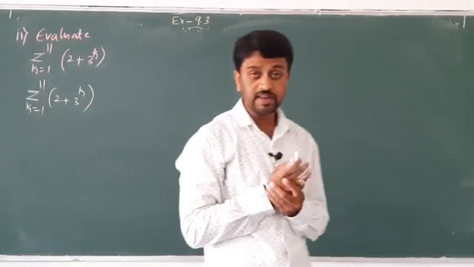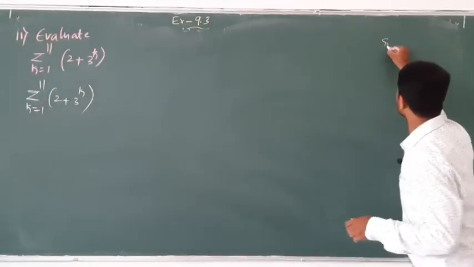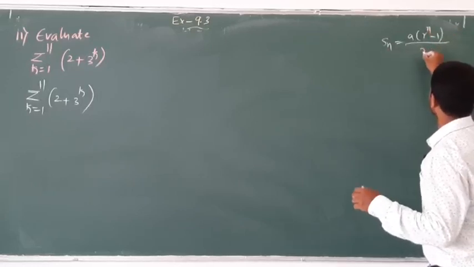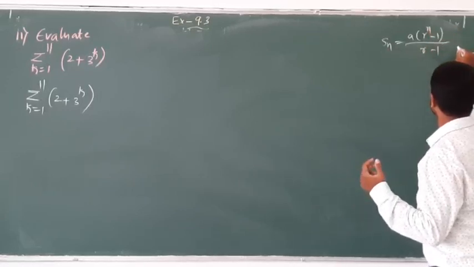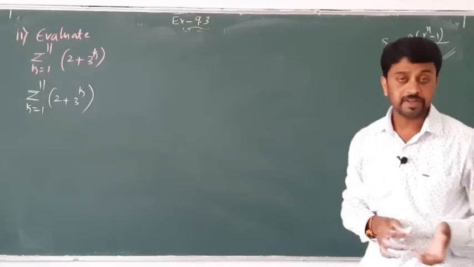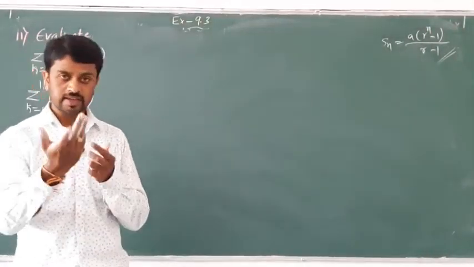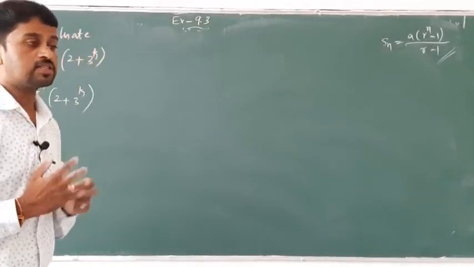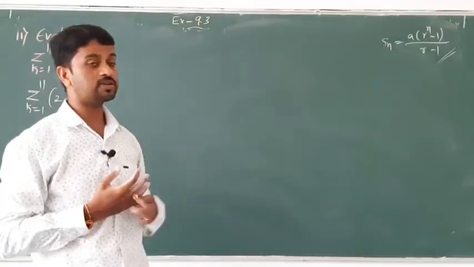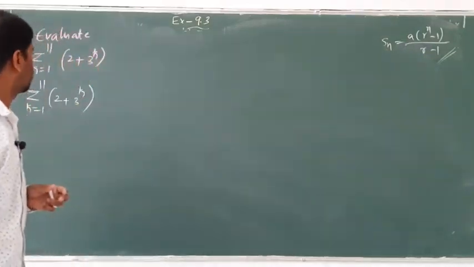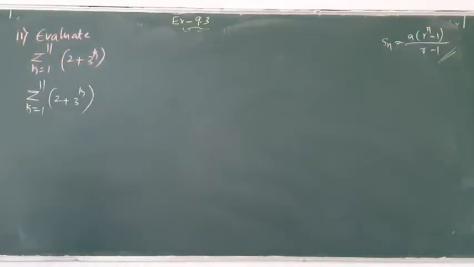What is the sum of n terms of a GP? Sn is equal to a into r power of n minus 1 divided by r minus 1. Sum of 20 terms means n replacement is 20. Sum of 11 terms means n replacement is 11. Sum of 5 terms means n replacement is 5. Here, listen. It's a nice question, one of the questions of the day.